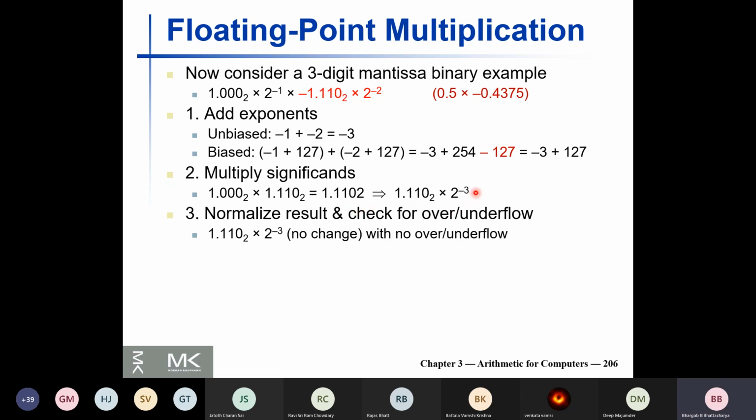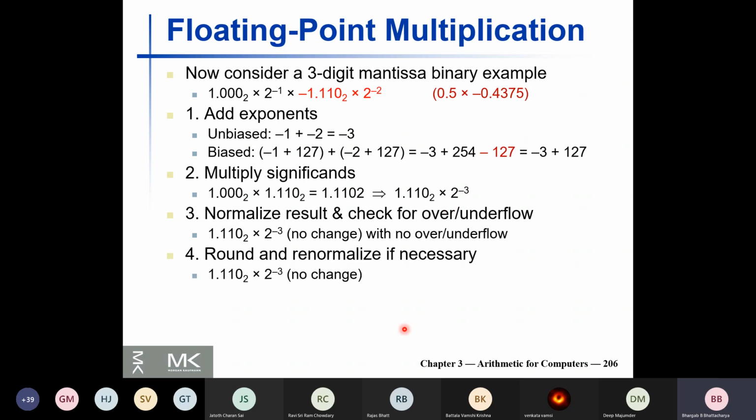And when you normalize, the exponent might change. Again, check for overflow or underflow. And you may use the guard bits and so on, as before, for getting a little bit more accurate result. And then using those extra bits, you may round and renormalize if necessary, keeping in the loop, and then get the result. So this flow is a little bit simpler compared to the addition process because we don't have to worry about the equalization of exponents. Determine sign: positive multiplied by negative is negative, otherwise all positive.